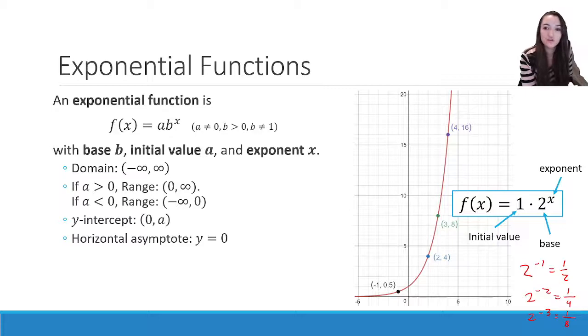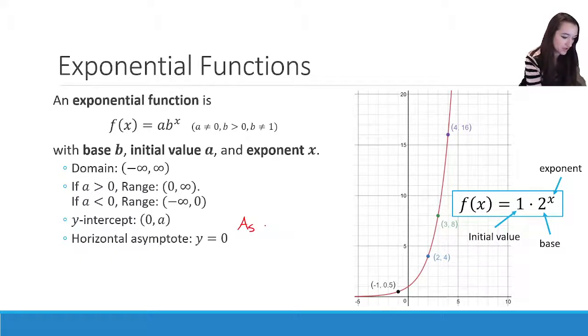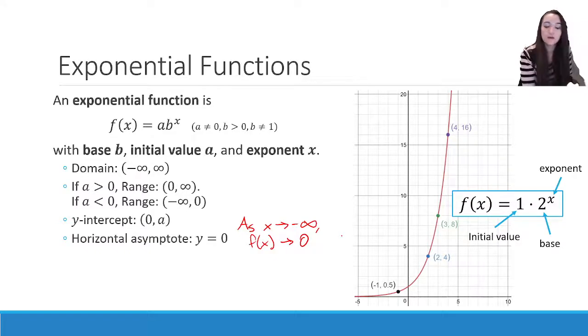So if I have 2 to the negative 1,000, it's going to be very, very, very small, but it's still going to be above 0. There is no way for this to ever equal 0. So that's where the range comes from: we're starting at 0, but we never include 0. Notice that this is not including 0. And we get this horizontal asymptote: as x heads towards negative infinity, remember our arrow notation, f of x goes towards 0.